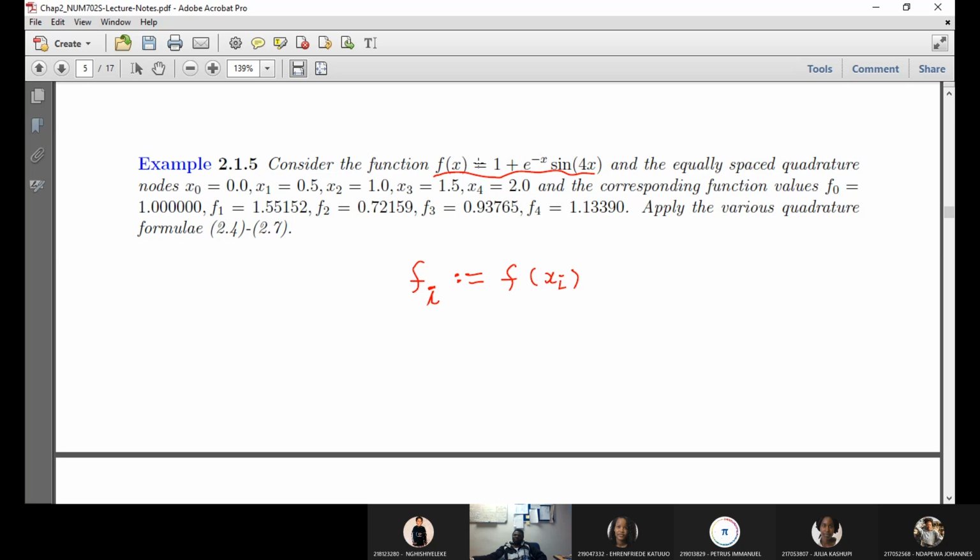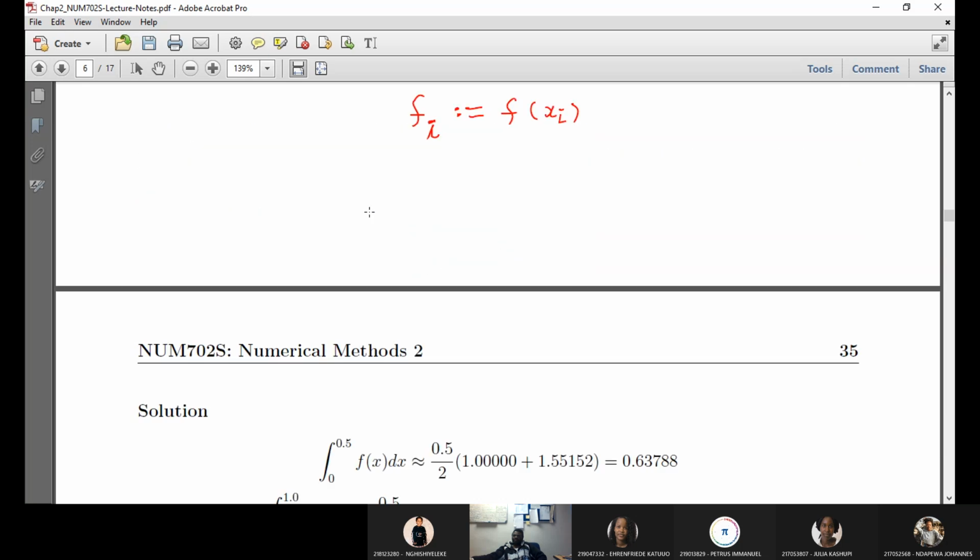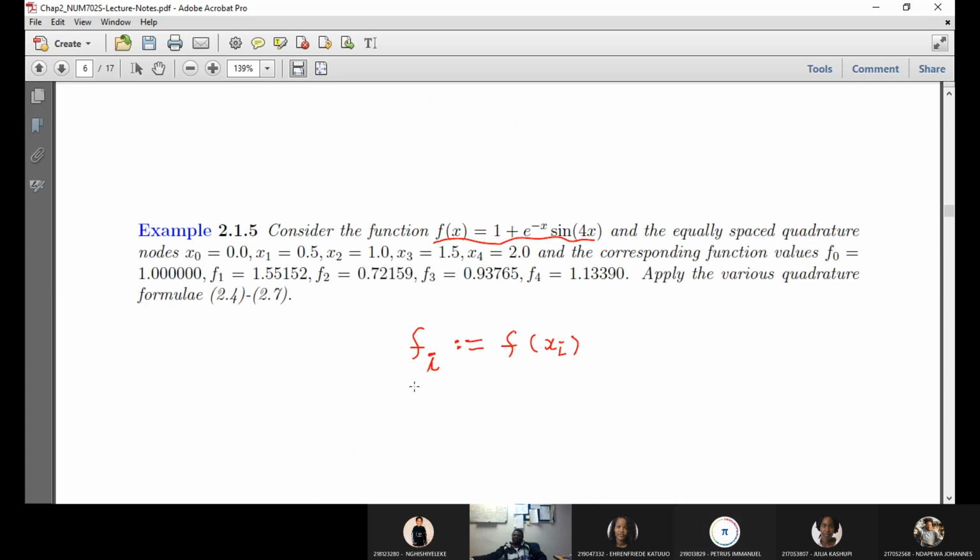for the trapezoidal rule, we just use a single interval. Okay, so here we take the interval 0 to 0.5, which is this one. So x0, x1. So that's what we use for the trapezoidal rule. And we know the formula. The trapezoidal rule is h by 2 into f0 plus f1.